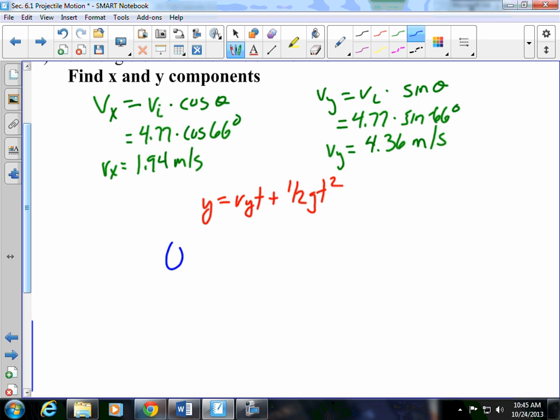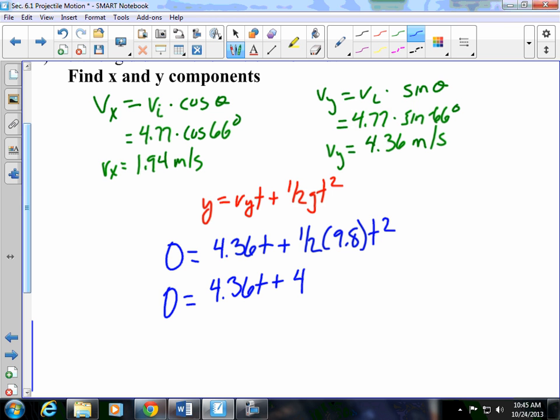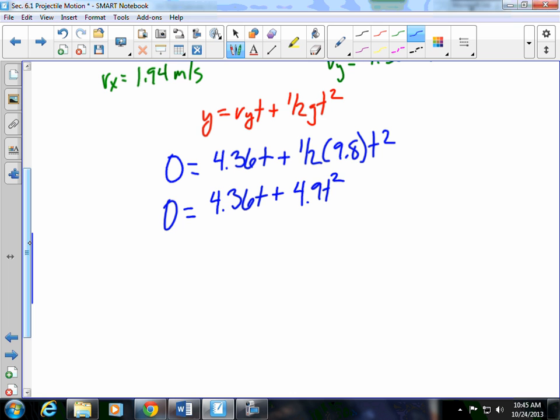y is 0. That is equal to Vy, which is 4.36 times t plus 1/2 g, 9.8, t squared. When we clean up this equation, we're left with 0 is equal to 4.36t plus 4.9t squared. Well, how do we solve for t? We're stuck with a little bit of algebra here. We're going to pull a t out of the equation, and we're left with 4.36 plus 4.9t. We factored out a t.